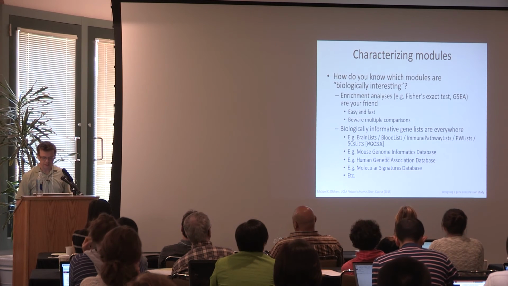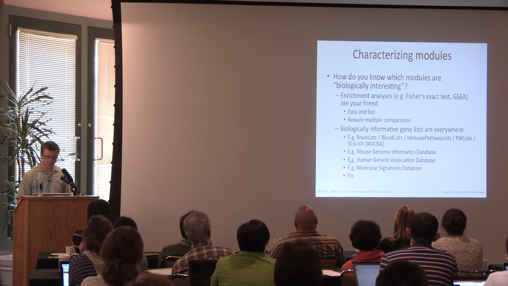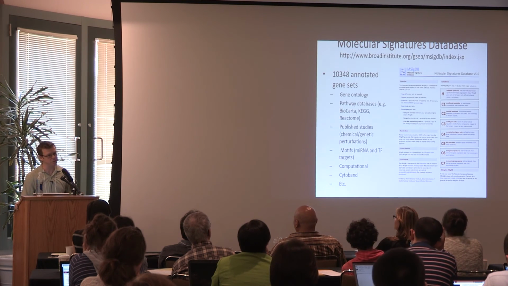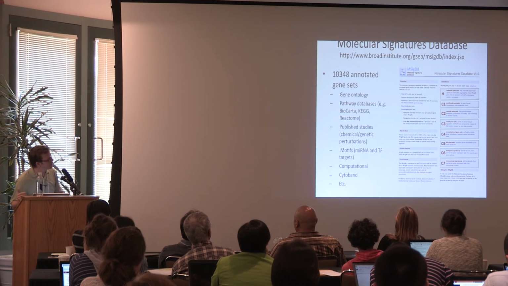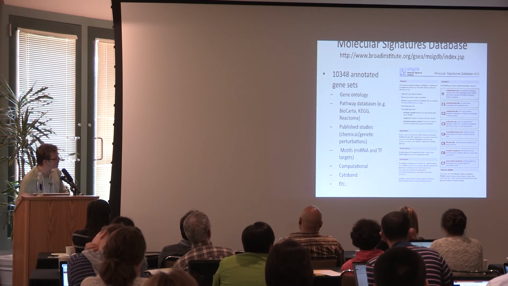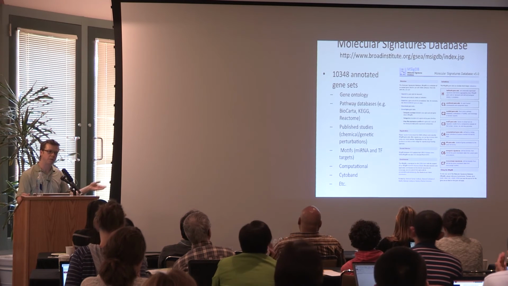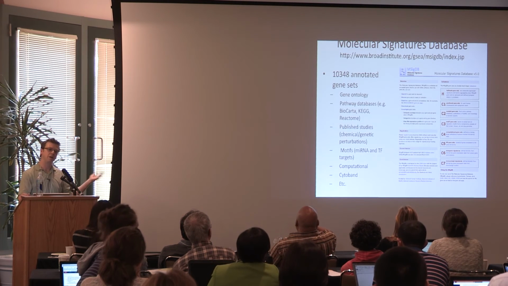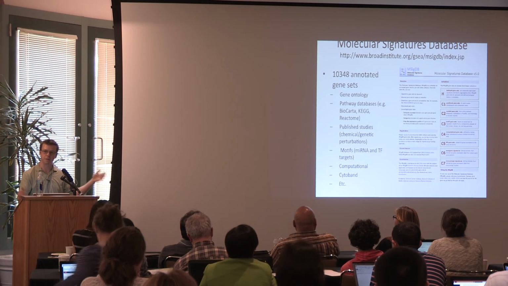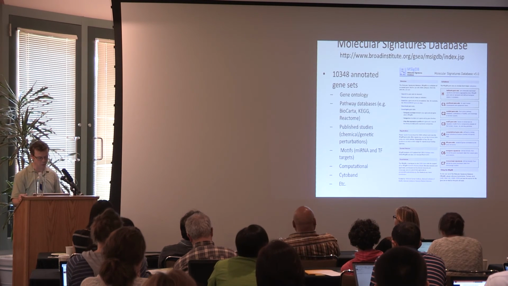This one, the Molecular Signatures Database, is kind of nice because it's a repository for many different sources. I think they're up to over 10,000 gene sets now. It encompasses gene ontology, a lot of the pathway databases, and chromosomal cytobands. It also has curated gene sets from published studies, and you can download this whole database in an XML file, read it into R, and parse it. It's a nice thing to work with.